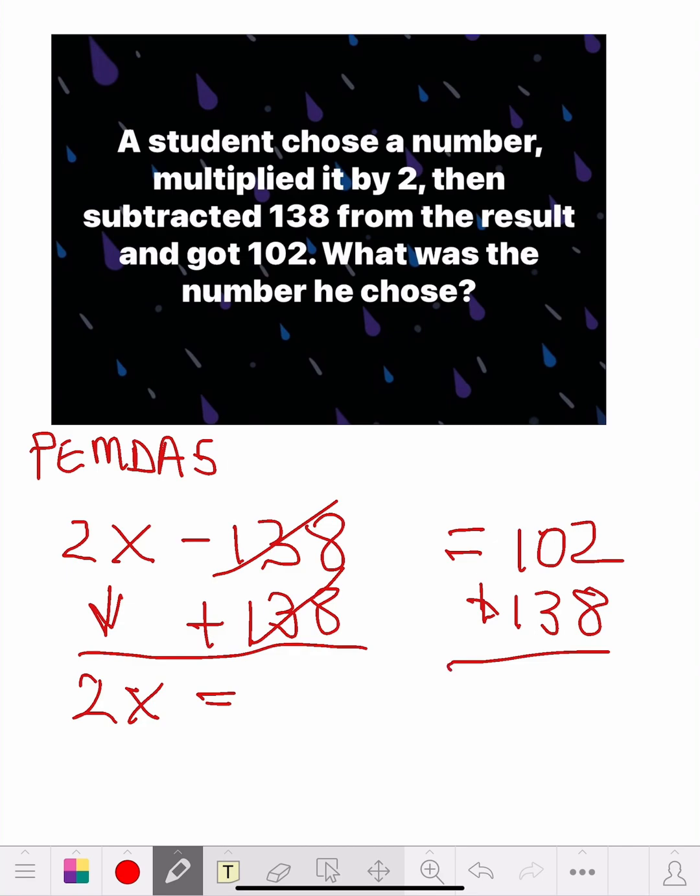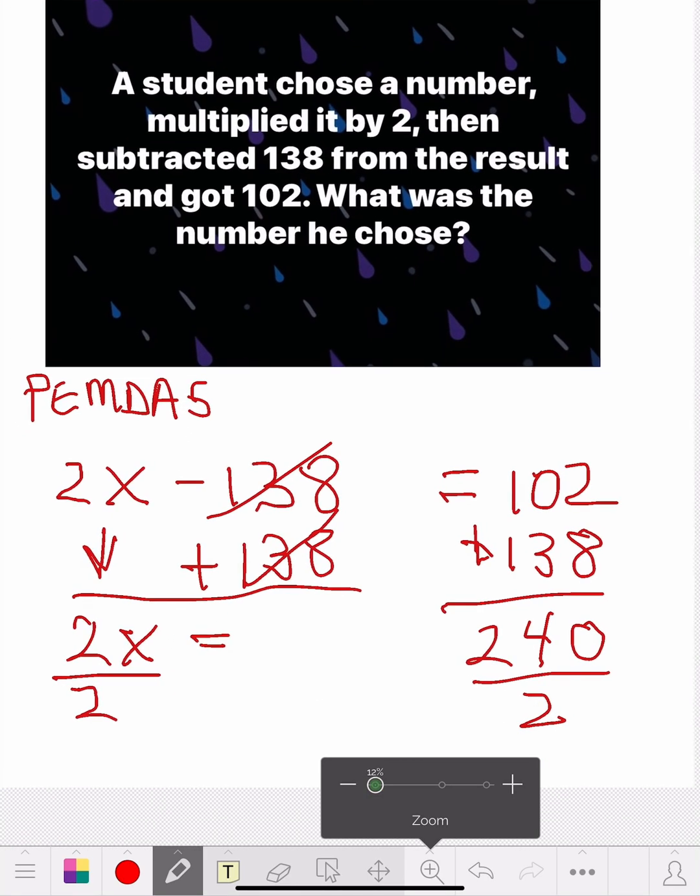What's that? 2, 0, 4, 240. So it equals 240. Now, we're still going to get x by itself. What do we do now? It's 2 times x, so the opposite of times is division. So we divide by 2. And what we do to one side, we have to do to the other side.